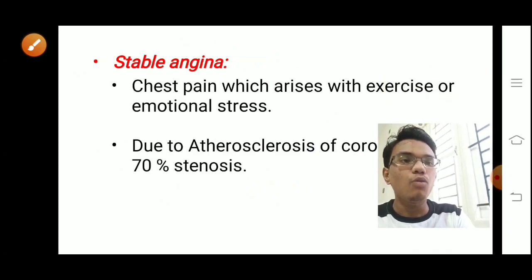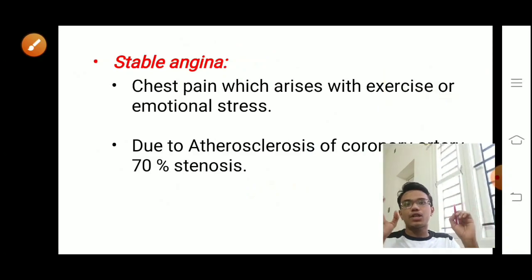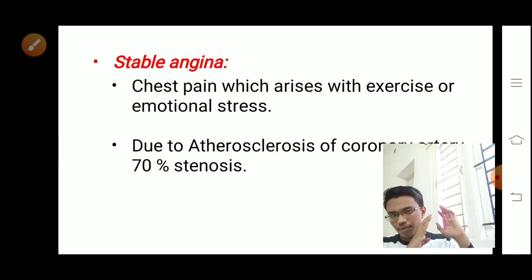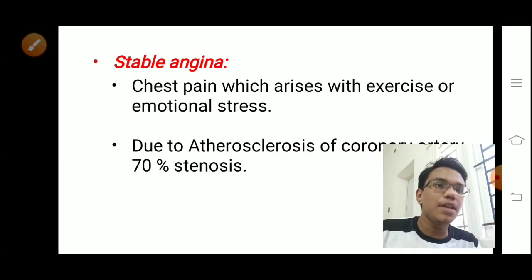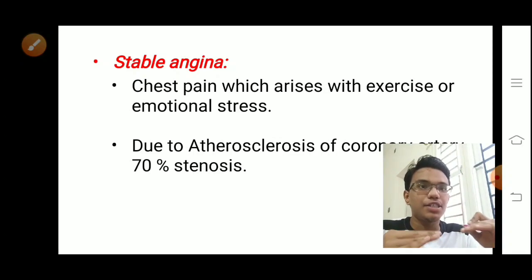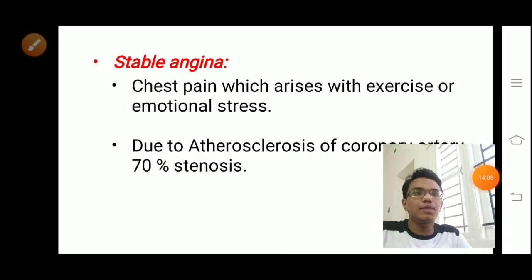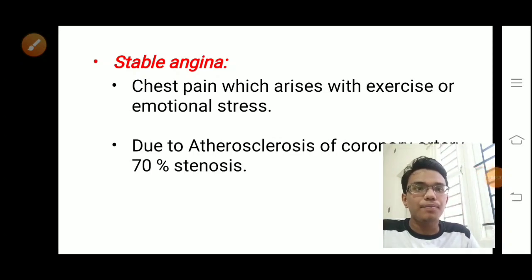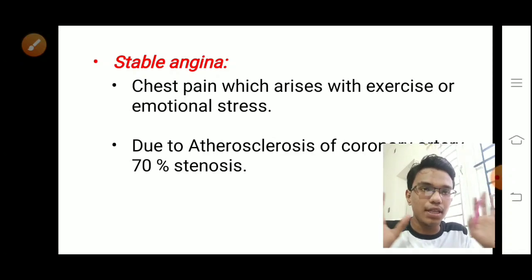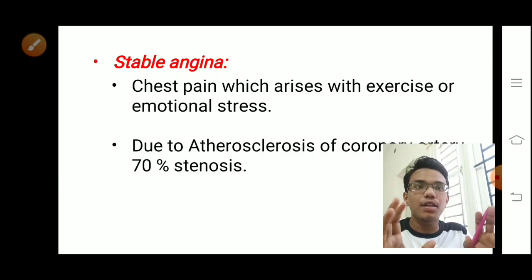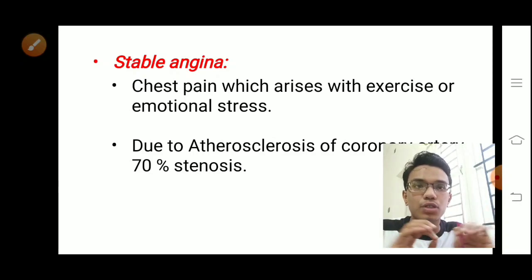Now, what is stable angina? As I said before, angina is divided into stable angina, unstable angina, as well as Prinzmetal angina. Stable angina means a stable condition, you can remember it like that. In stable angina, the patient will be normal when he is at rest. When the patient is at rest, he will have no symptoms at all.